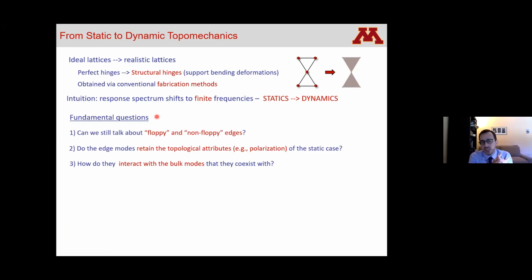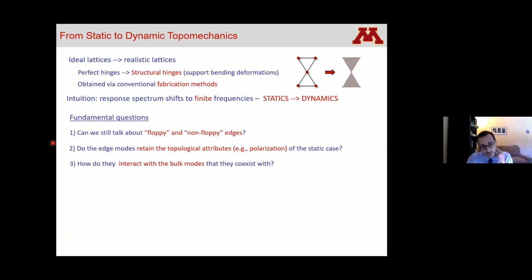Number one, can we still talk about floppy edges and non-floppy edges, floppy modes and non-floppy modes? And if so, do these edge modes retain the topological attributes which I just described? And also, if now these floppy edge modes are not static modes anymore, but dynamic modes, so if they migrate to finite frequencies, all of a sudden they are going to coexist with the bulk modes, so modes that propagate in the interior. How am I going to distinguish one from the other?